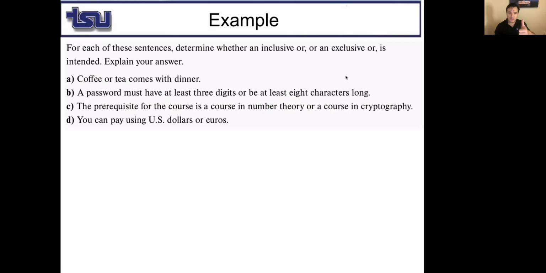The prerequisite for the course is a course in number theory or a course in cryptography. So if you have a course in number theory, you're fine. If you have a course in cryptography, you're fine. What about if you have a course in number theory and a course in cryptography? You're still fine. So that's inclusive OR.